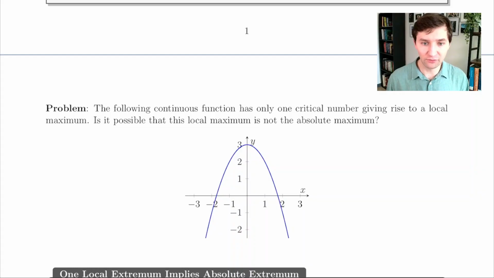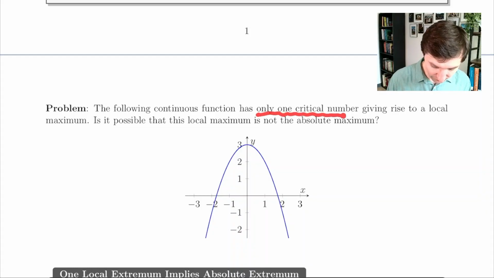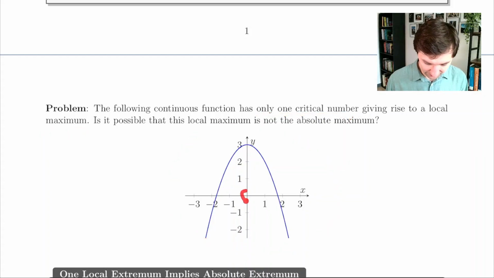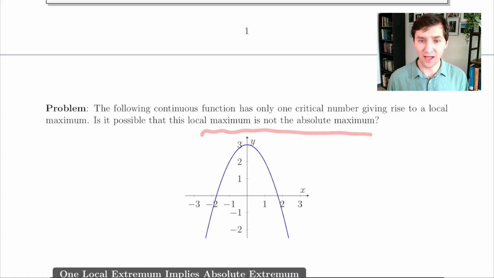There is one more way to determine if a local maximum or a minimum is also absolute. Imagine you're given a continuous function with only one critical number. And let's assume that this critical number gives you a local maximum, just like in this picture. There is a critical number, x equal to 0, giving you a local maximum. Is it possible that this local maximum is not absolute? I believe this is not possible.